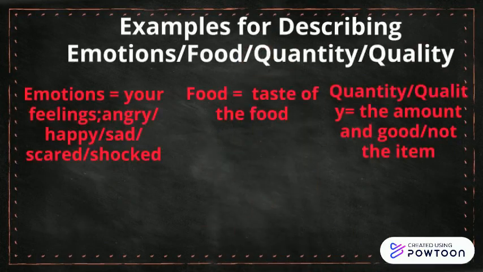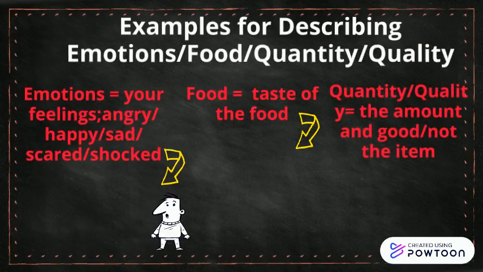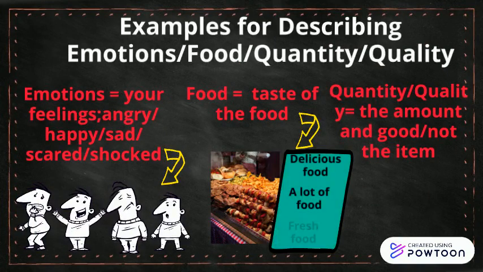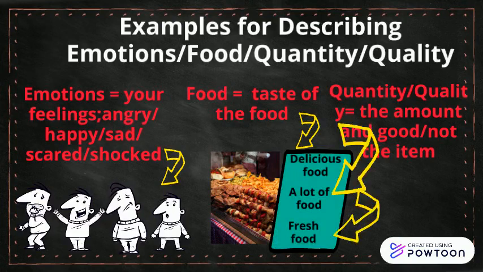Now we look at emotions, food, quantity and quality. Emotions are basically how you feel: angry, sad, happy, scared. Food is the taste of the food, delicious food. Quantity and quality. Quantity refers to the amount of the food. Quality, is it good or not? A lot of food, that is quantity. Fresh food is quality.